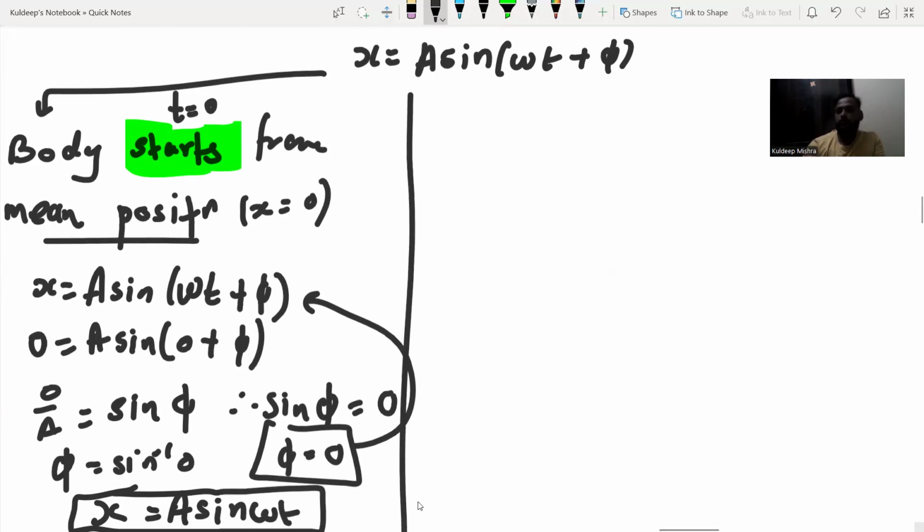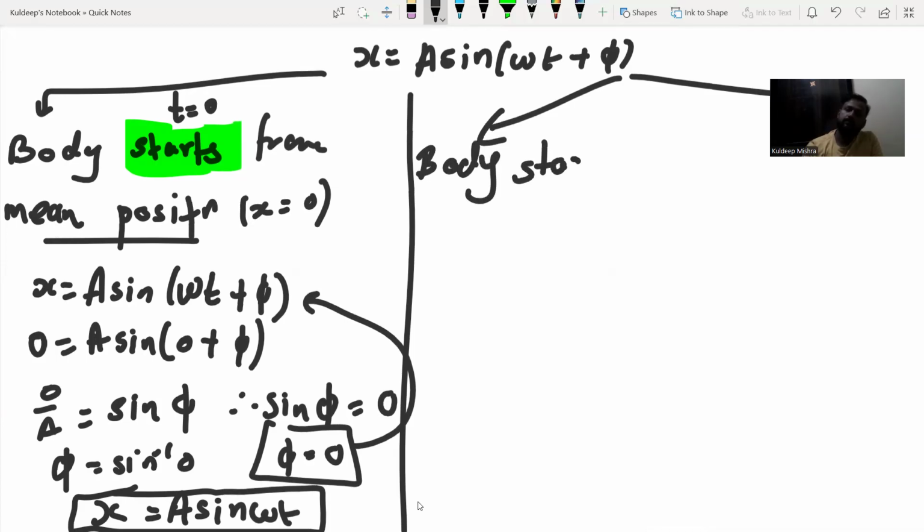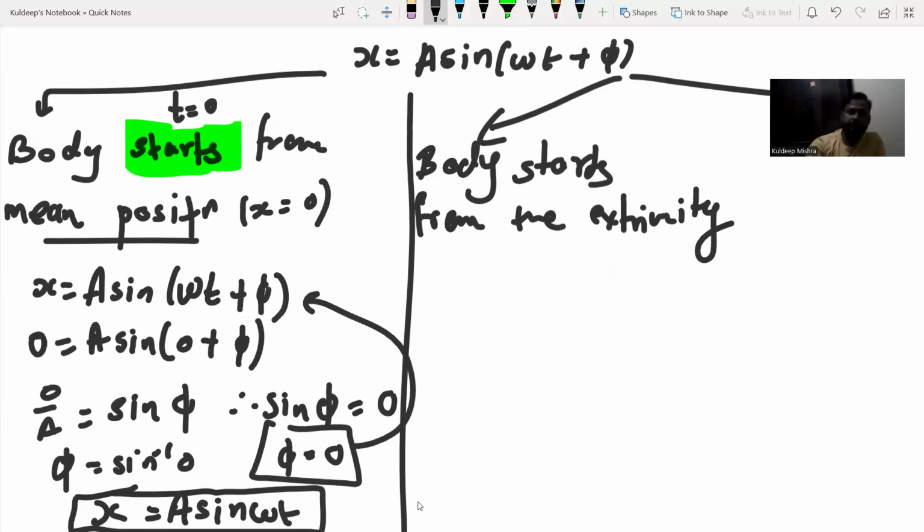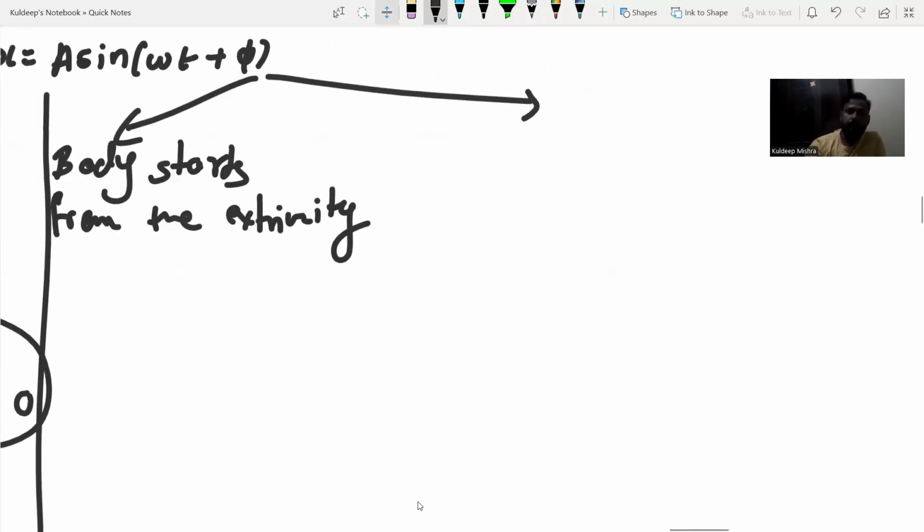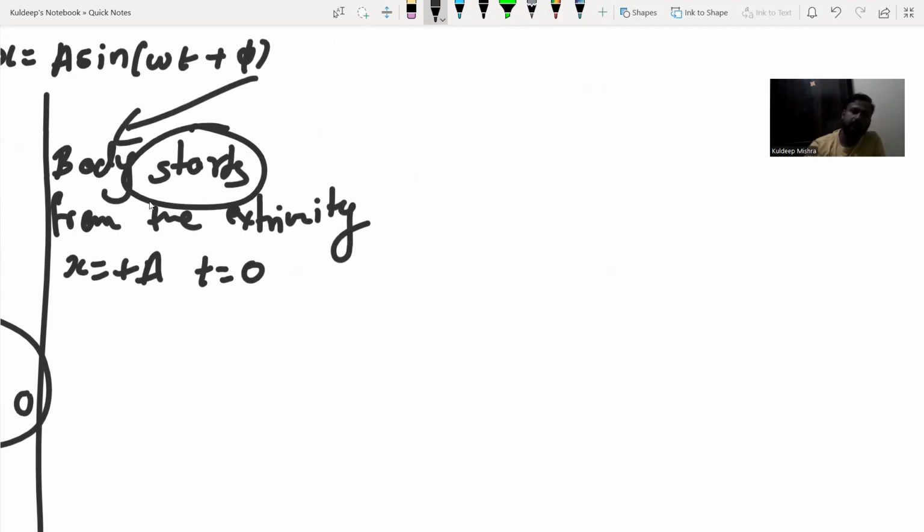Now for extreme positions, we have two cases. Body starts from extreme. We have positive extremity, and negative extremity we will see after this. So if the body starts from positive extremity, we know that x is equal to plus a, and obviously t is 0. As I told you, starts means time is 0.